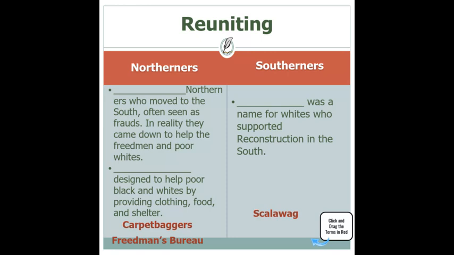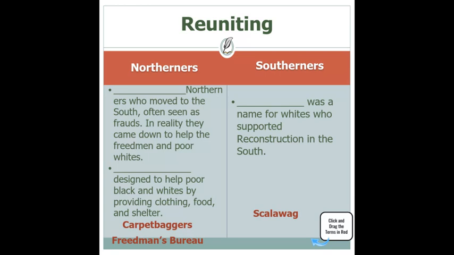Carpetbaggers were Northerners who moved to the South, often seen as frauds. In reality, they came to help the freedmen and poor whites. So carpetbaggers, they packed all of their things, they moved down south and said, I'm going to help African Americans adjust to this new thing.